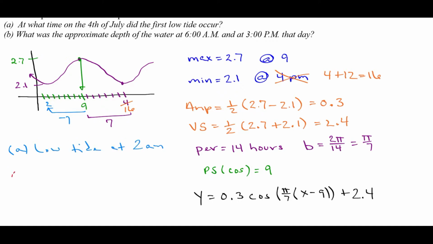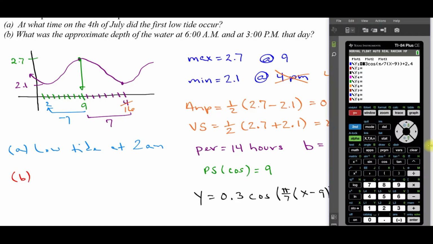To answer B, we're going to use our calculator and graph this equation that we came up with. So if we enter that equation into our calculator, then in our window, I'm going to change my x values: x min of -2, and x max of 24 because we're looking at one day here, so 24 hours. So I'm just going to change that for this particular problem. Then we get this graph.